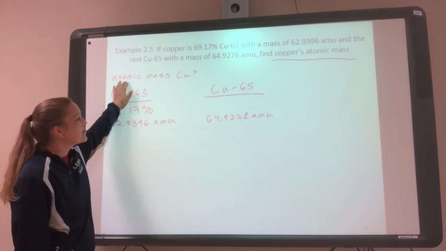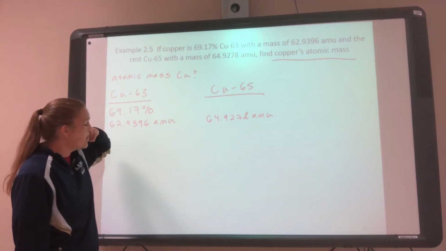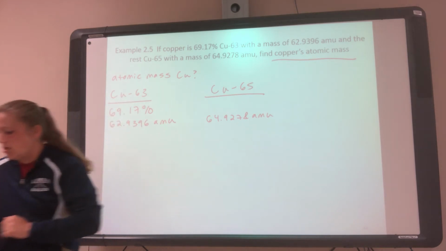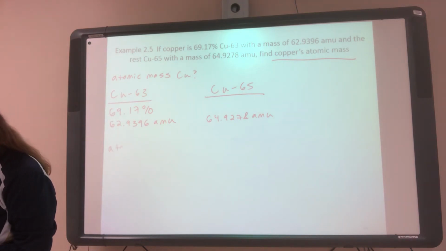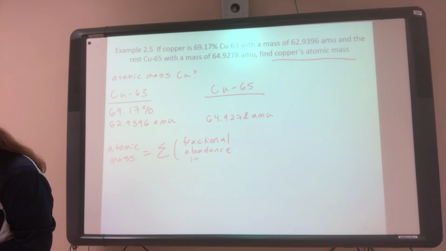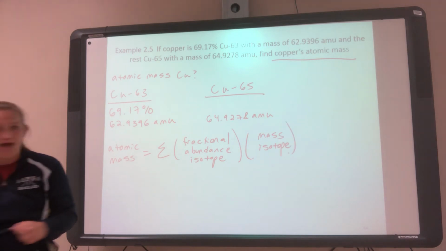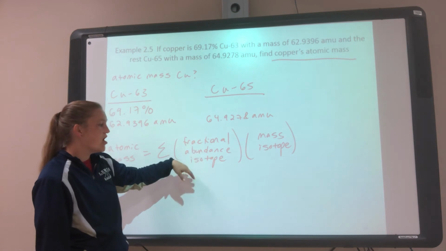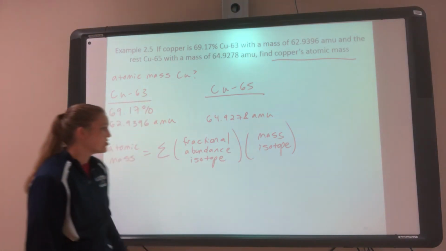So I want the atomic mass. So let's go back to my atomic mass formula. So we said atomic mass is equal to the summation of the fractional abundance of my isotope times the mass of my isotope. So to be able to solve this, I have to know the percentage of my isotope and the mass. So I have two isotopes.